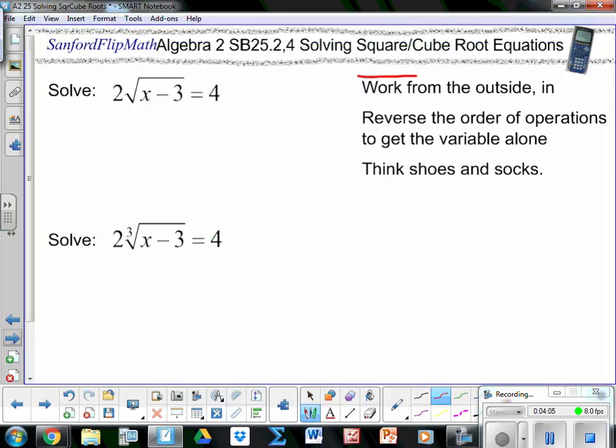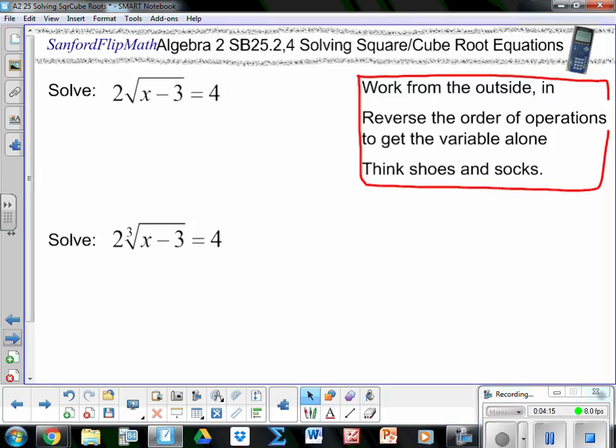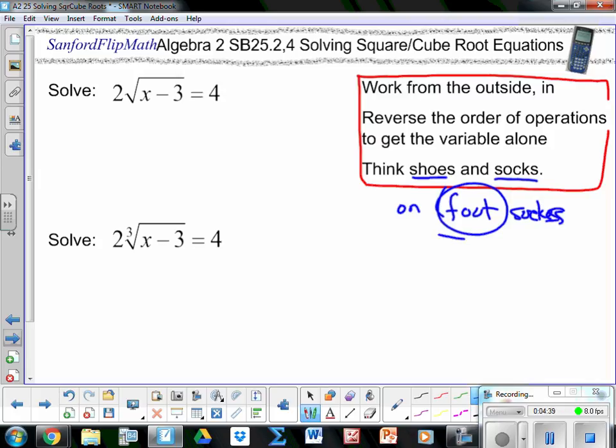Again, we're going to do a matching square root and cube root equation, just so we get the idea of what's going on. Remember that you're trying to reverse the order of operations because you're trying to peel things off in the opposite order. I know in class I make a big deal about shoes and socks. When you're putting them on, you start with your foot, and then you put socks around your foot, and then you put shoes around them.